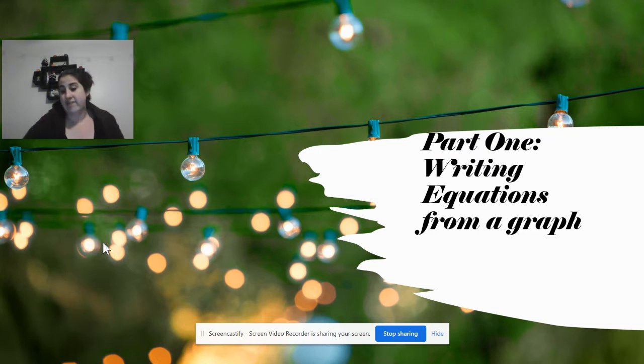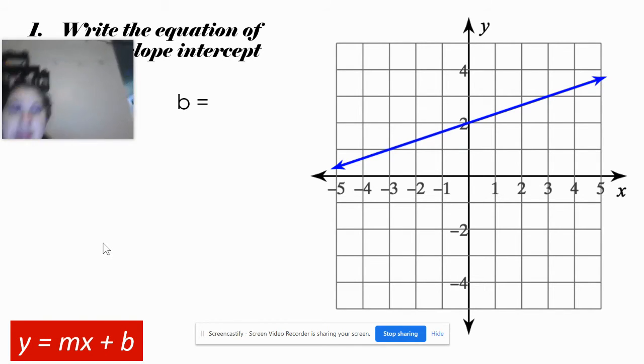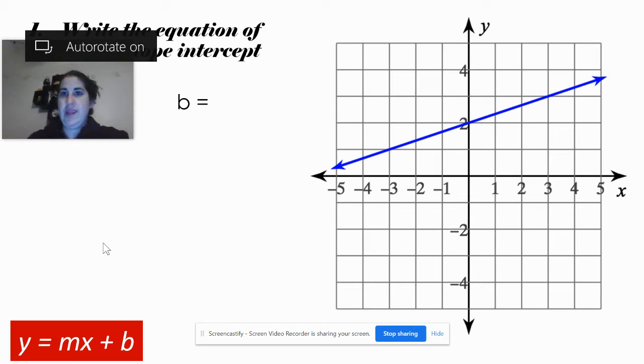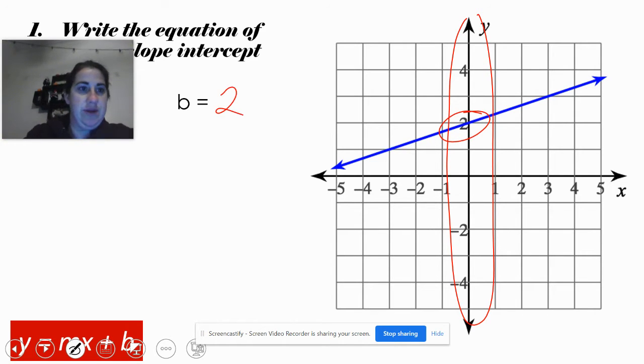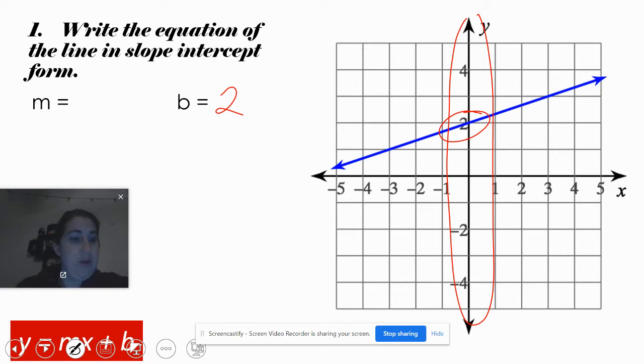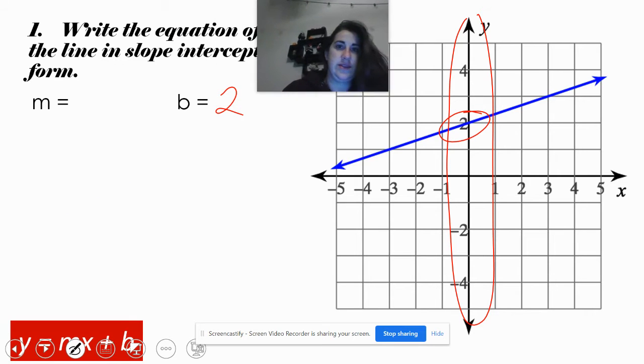So if I have a graph, I am looking for where the blue line crosses the y-axis. And the y-axis is the one that goes up and down. This one here. So where does it cross? It crosses at 2. What's my slope? Well, that I have to find. So let's go ahead and erase these away.